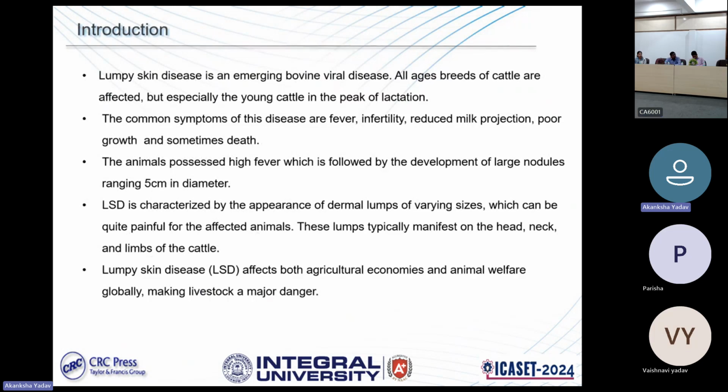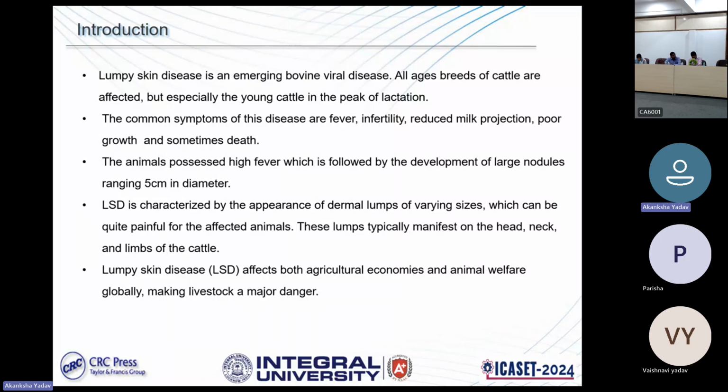Lumpy skin disease is an emerging bovine viral disease. All ages and breeds of cattle are affected, but especially young cattle in the peak of lactation. The common symptoms of this disease are fever, infertility, reduced milk production, poor growth, and sometimes death. The animal develops high fever, followed by the development of large nodules ranging up to 5 centimeters in diameter. LSD is characterized by the appearance of dermal lumps of varying size, which can be quite painful for the affected animal. These lumps typically manifest on the head, neck, and limbs of the cattle.